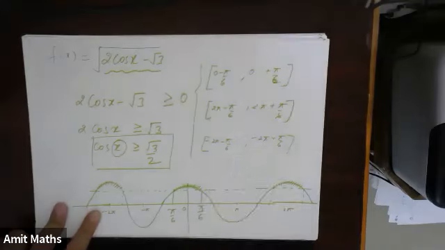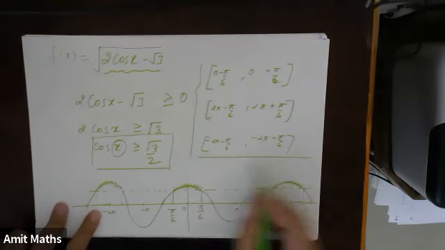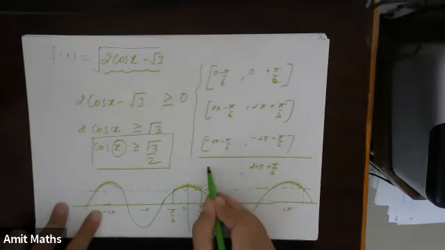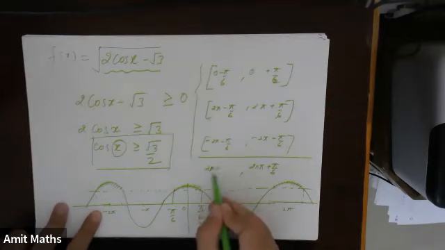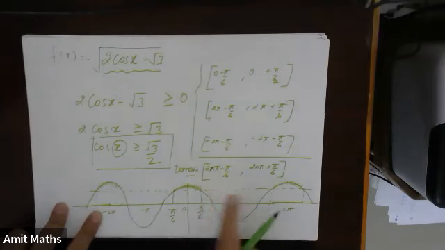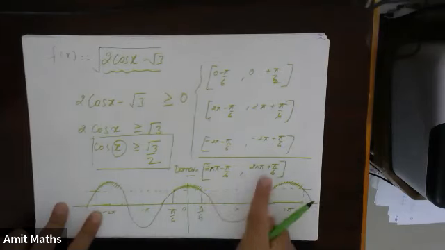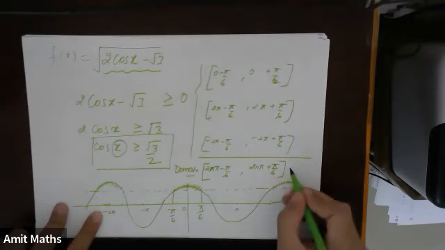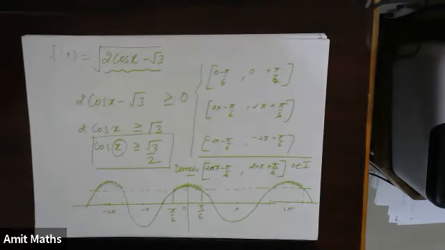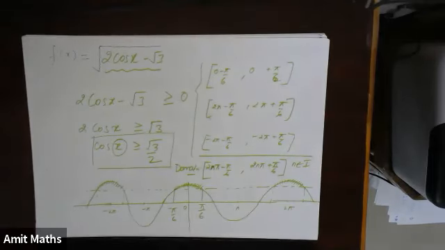So I cannot write infinite times. So what will be the general result? 2n pi plus pi by 6 and 2n pi minus pi by 6. Both are included. This will be the domain: 2n pi minus pi by 6 to 2n pi plus pi by 6, where n belongs to integers. So this will be the answer. Just check it. Then we'll move on to the next question.